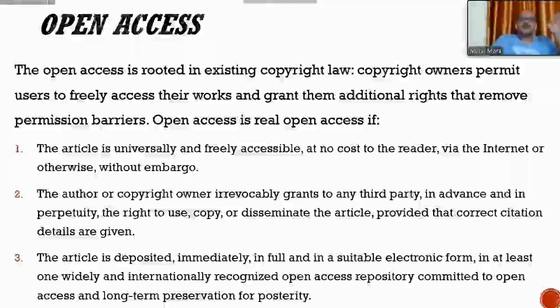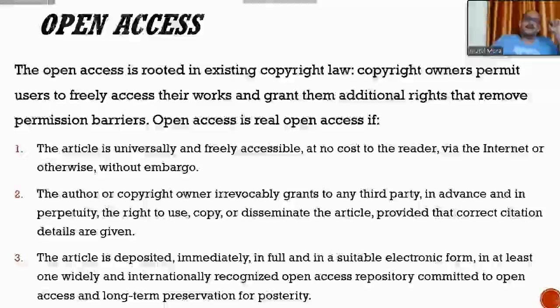The author or copyright owner irrevocably grants to any third party, in advance and in perpetuity, continuously to infinity, forever, the right to use, copy or disseminate the article. Means if some person has my article, he can simply send the PDF to another person. That is not a copyright violation from my side. Or disseminating the article, provided that correct citation details are given. That's what I was mentioning again and again. The correct citation is very important.